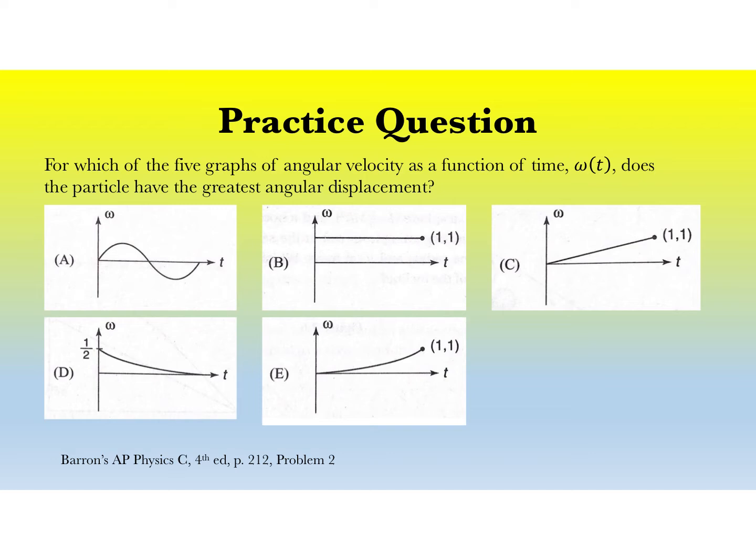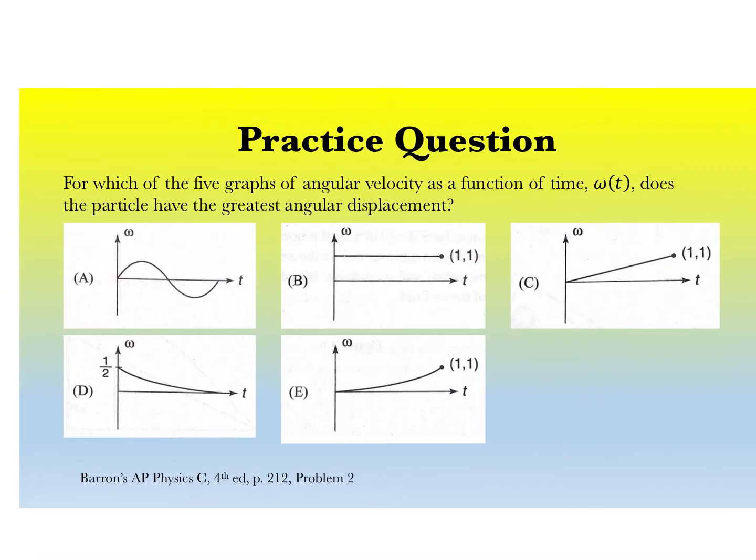So with this one, when we're looking for angular displacement from an angular velocity graph, we're just looking for the area under that curve. We're looking for an integral. So whichever one of these curves has the greatest area under that curve, that greatest integral, is going to have the greatest angular displacement, and that happens with B.